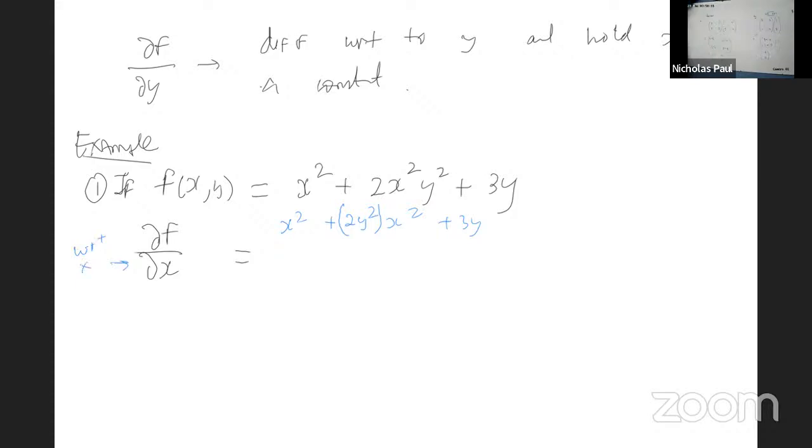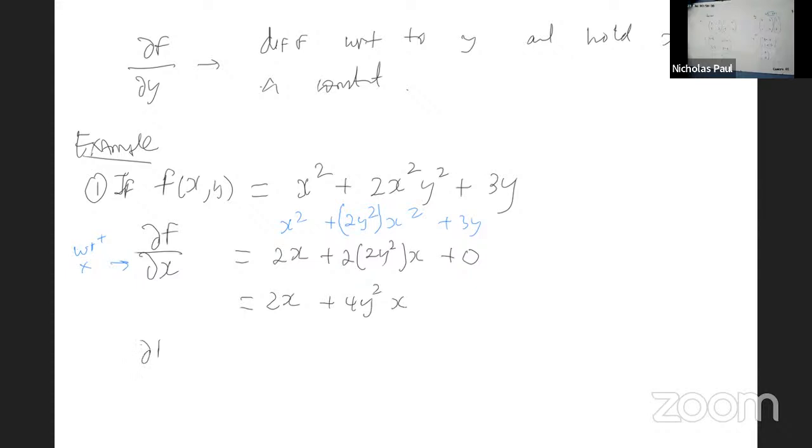With respect to x, I know I'm differentiating x squared, that'll give me 2x. If I differentiate 2y squared x squared, that'll give me 2 times 2y squared x. And the differential of 3y, which is a constant, will be 0. So the partial derivative of f with respect to x is simply 2x plus 4y squared x.